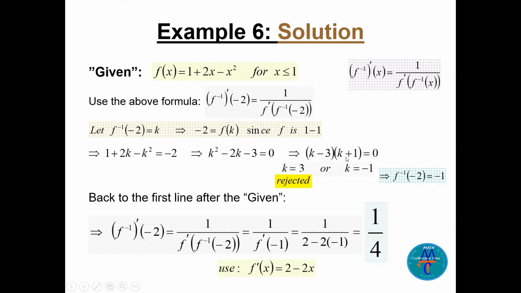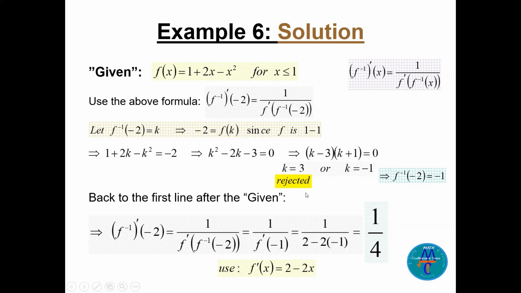There are 2 values for k. I check each one. k is equal to 3: rejected. Why? Because given x less than or equal to 1, and 3 is more than 1, so we cannot accept that. k equals -1: we can accept that. So now k here is -1, you see. So f inverse of -2 is equal to -1.